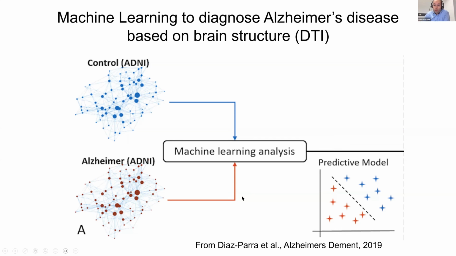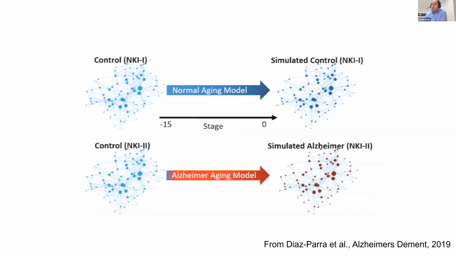And essentially, we employed a machine learning analysis approach in order to create a predictive model of whether a subject would be undergoing Alzheimer's disease progression or not. What we did is we essentially simulated the time course of the aging brain in the normal case, in the normal aging model, and in the pathological Alzheimer's disease aging model.